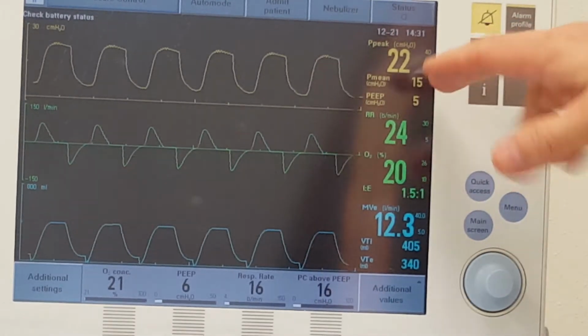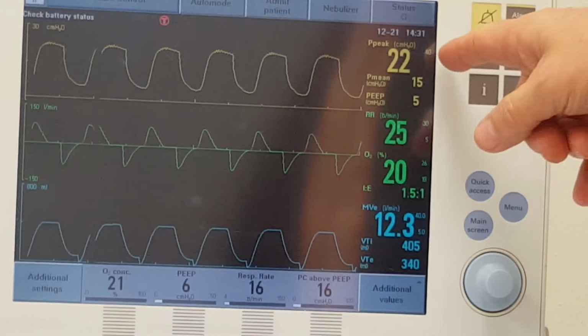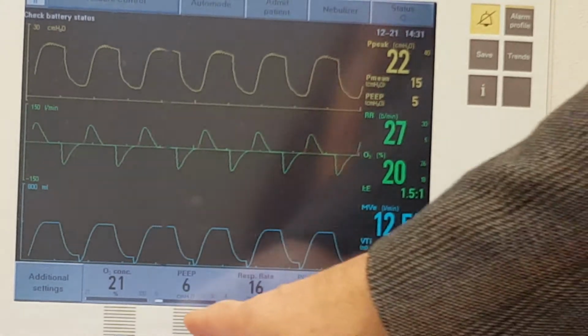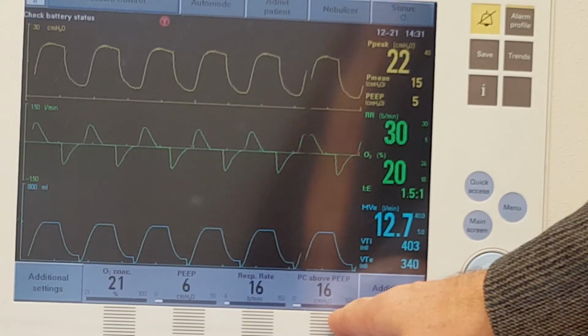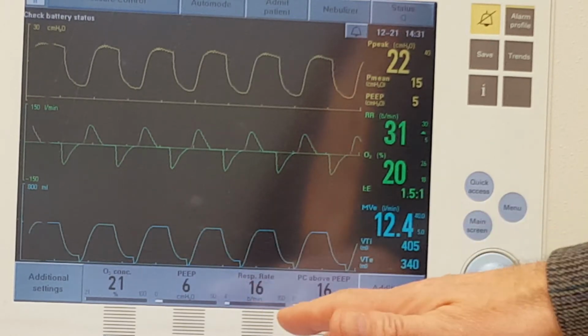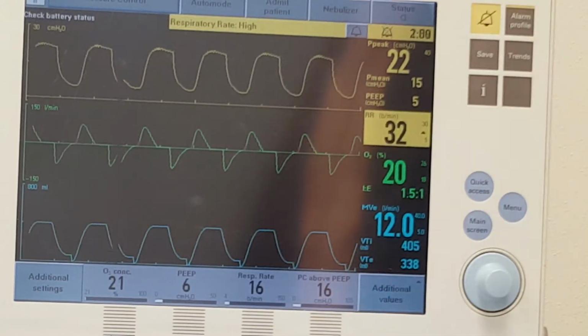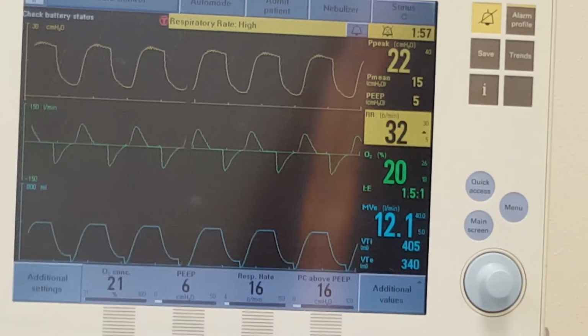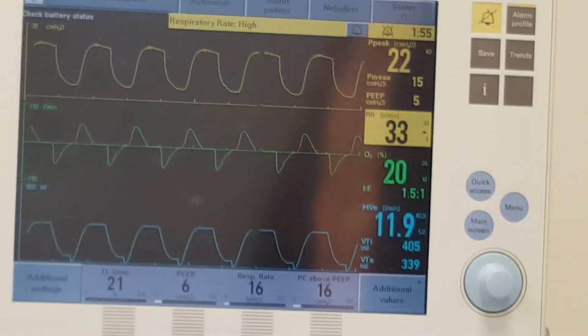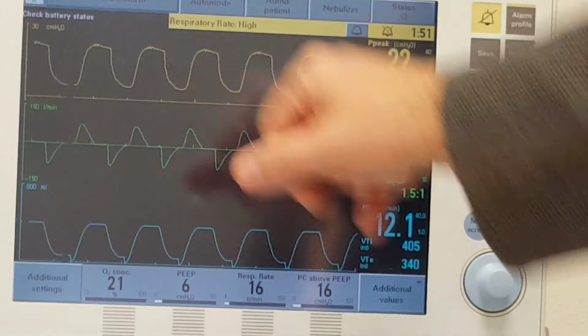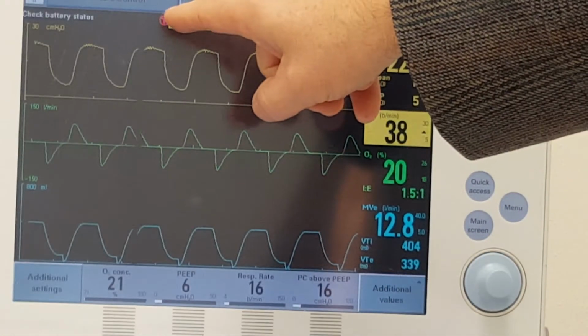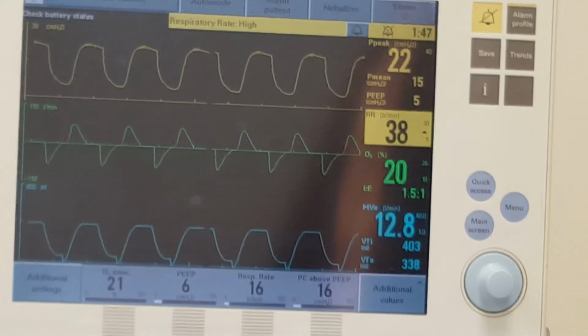Well, notice our peak pressure has essentially stayed the same. We have 6 of peak and 16 of pressure above peak, which should give us a PIP of 22. So you can see our PIP is still 22, so no effect there. Now notice with reduced compliance, what suddenly happened to our respiratory rate. It's gone way up because we can see there's auto-triggering there.